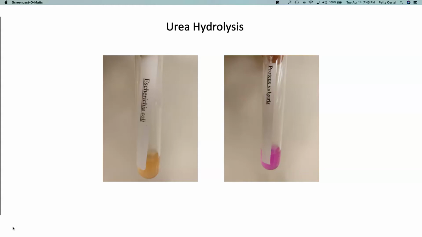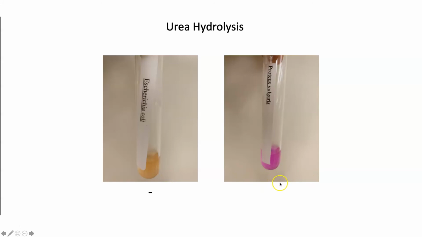Well, we got to think back about what this enzyme urease does. Urease is an enzyme that's going to break down urea, and in the process, what does it do? It releases ammonia. Here we see E. coli. E. coli is going to remain yellow, or it changes to yellow. Sometimes even if it doesn't change color, we say that this is a negative reaction. But when we look at Proteus, we see that Proteus is actually hot pink.